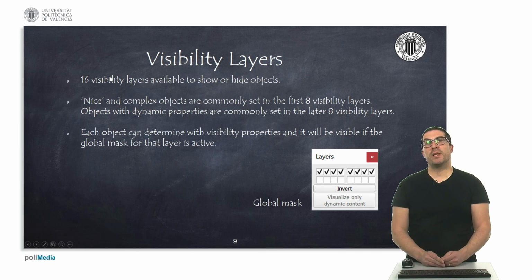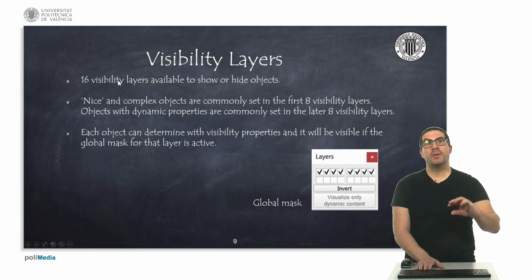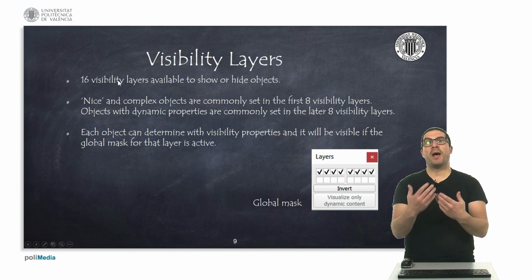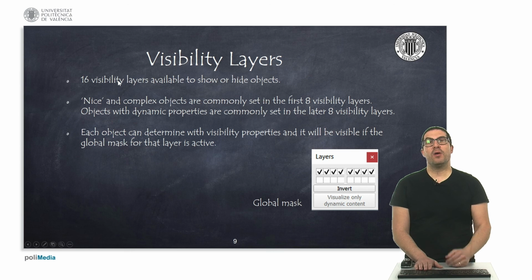The global mask by default uses the first 8 layers, as you can see here, active, but we can invert that and see the objects that are on the other layers, so we can see what's behind the simulation. Okay, so we will see all these properties in the next video.